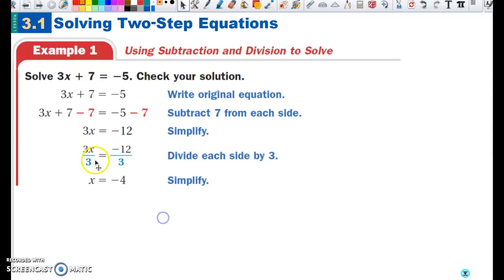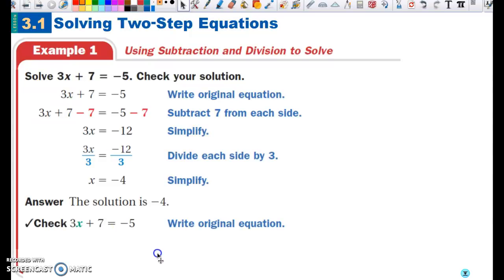Finally, you'll simplify by dividing 3 by 3 and negative 12 by 3, and you get your answer. The solution is negative 4. That means that x has to be negative 4 for this equation to be true. Now notice again that I kind of went in the opposite order of PEMDAS. Normally I would do adding and subtracting last, but when I'm solving, I have to do that first, and then I divide after that.